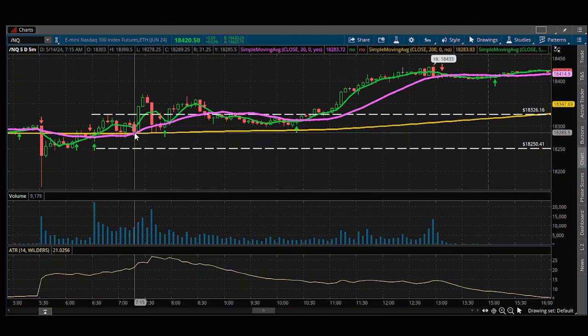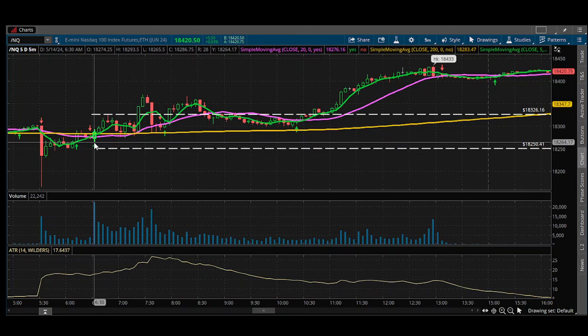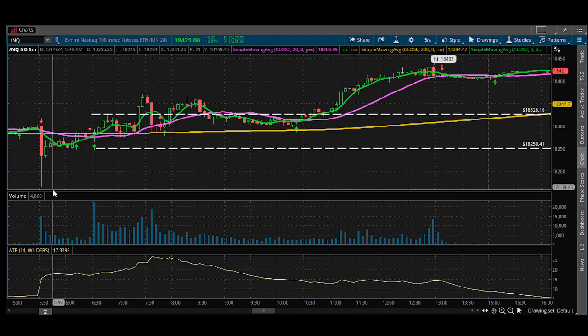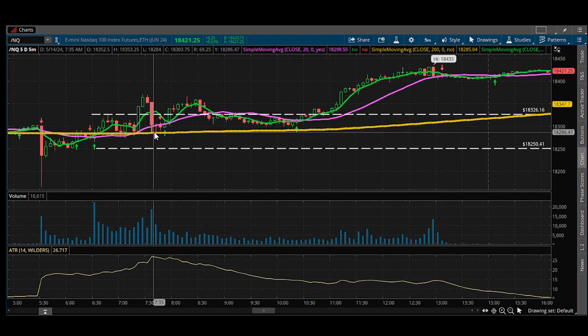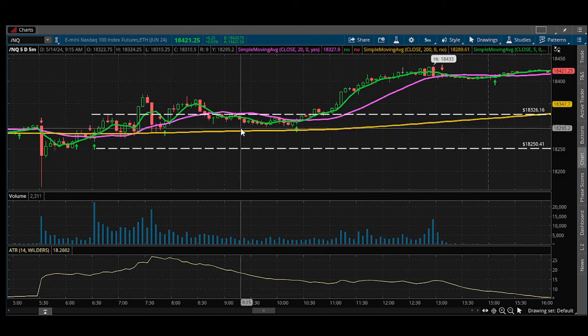Now we pull back to the 20 and the 200. Notice how we're putting in a higher low, okay? We're not taking out the previous swing low. We're not taking out pre-market lows. So let's stick with the trend. What would be that next area to go long?